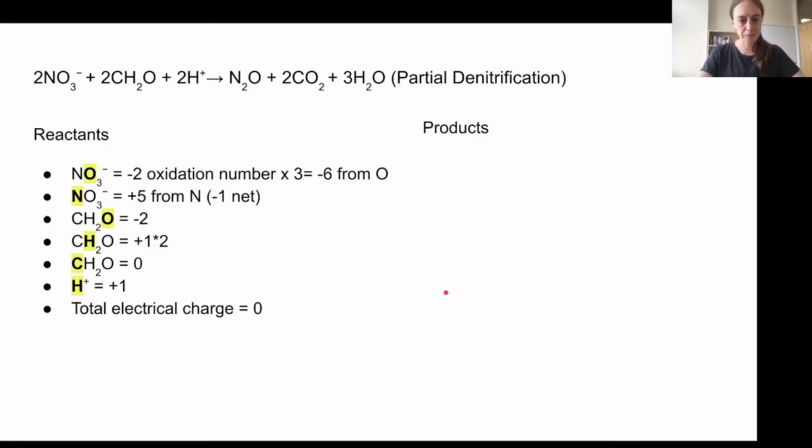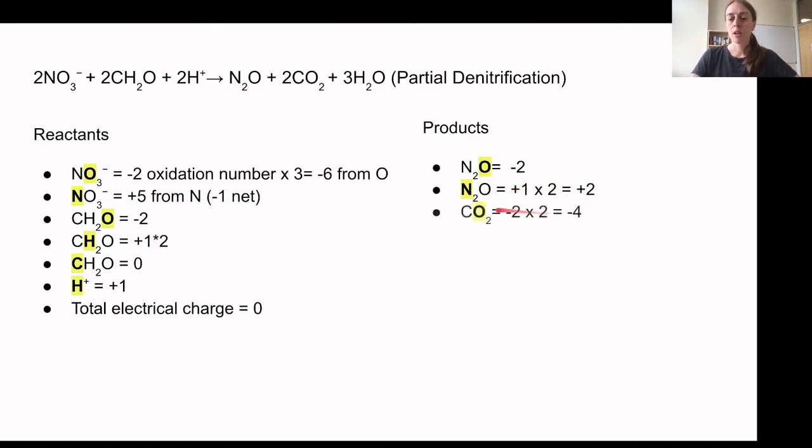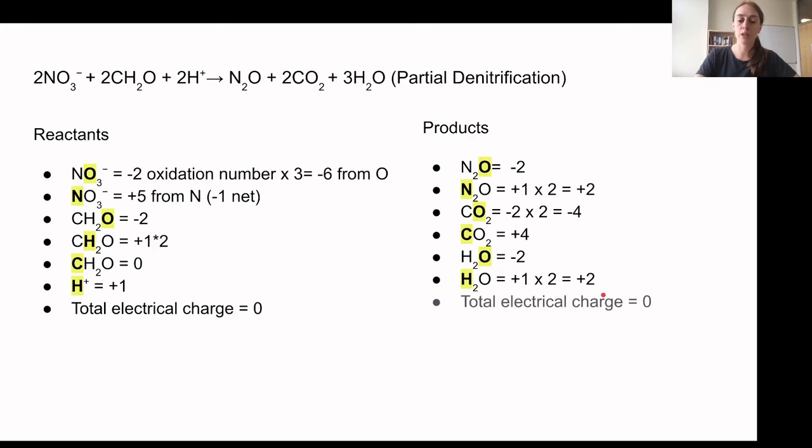Our products here, stepping through each of the elements in our products, with our nitrous oxide, oxygen again is -2. Our nitrogen we know is +1 because we have a net 0 charge here. So we have 2 +1 nitrogens equals +2. Our oxygen in CO2 is -2. We have 2 of them, so our oxidation for all of our oxygens is -4. For carbons, we know this needs to balance out our oxygens, so carbon is +4. And our oxygen in our water is -2, and our hydrogens are +1, and we have 2 of those, so that's +2.